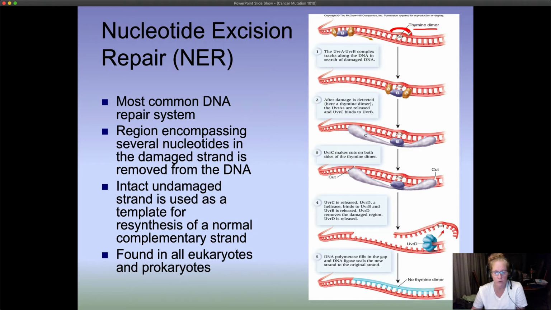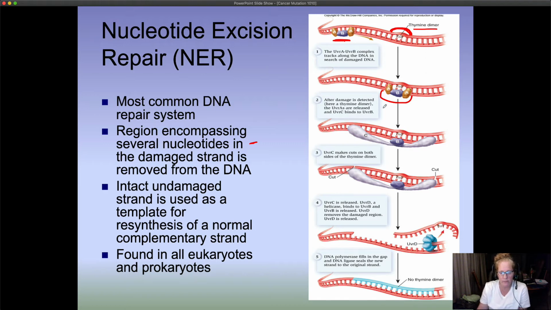And this nick or bump that we see in the DNA here is what is detected by our enzymes that are responsible for proofreading the DNA. It should be nice and smooth, and so it moves along and says, hey, wait a minute, there's a bump here, what's going on? And it then stops and carries out nucleotide excision repair. So the region encompassing the nucleotides, a whole region, you can see here in this diagram, here is our A complex right here. This is the excision repair complex, and it's detecting the bump here. It's detecting that there's damage.